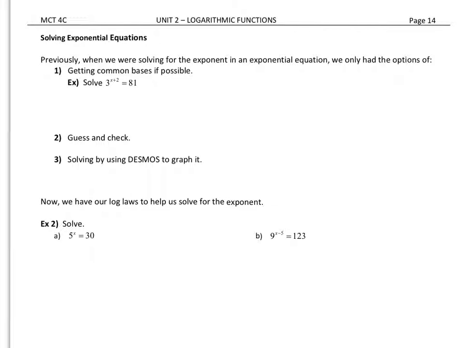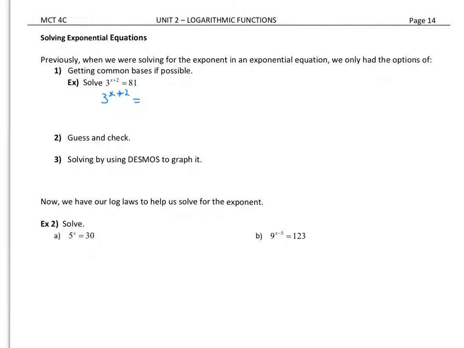All right, now we are looking at solving exponential equations using logarithms. So previously, when we were solving for the exponent in an exponential equation, we only had the option of getting common bases, if possible. And some of the work that you've done not very long ago in this unit required you to go back to understanding how this works.